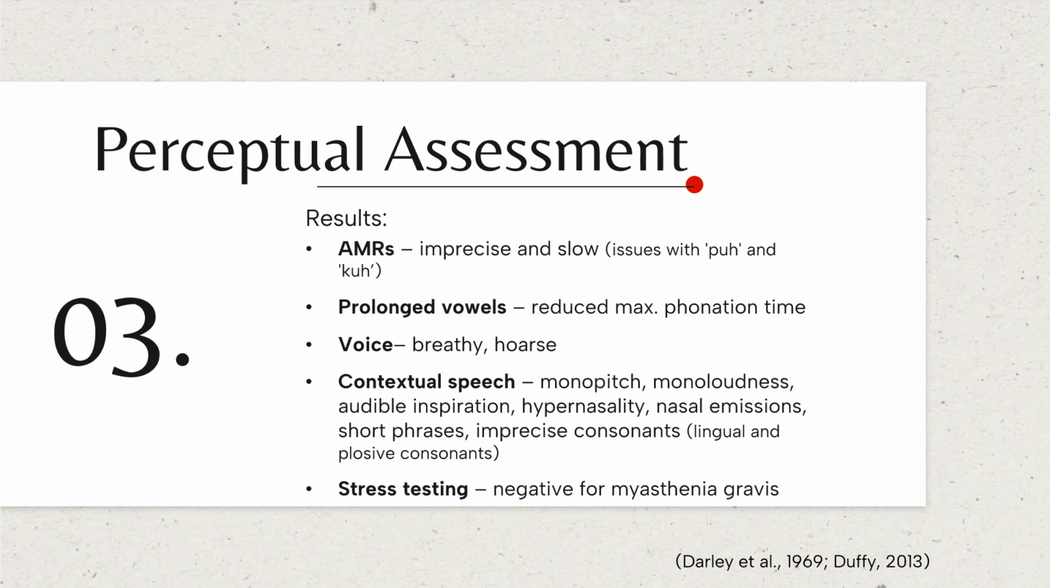Next, a perceptual analysis of speech production was conducted. Results indicated imprecise and slow alternating motion rates, AMRs, and a slowed speech rate. Difficulty was especially noted during the production of P due to weak lip closure and likely related to facial nerve damage, and the production of K likely related to weak elevation of the back of the tongue from hypoglossal nerve damage. When testing prolonged vowels, reduced maximum phonation time was noted due to weak breath support.